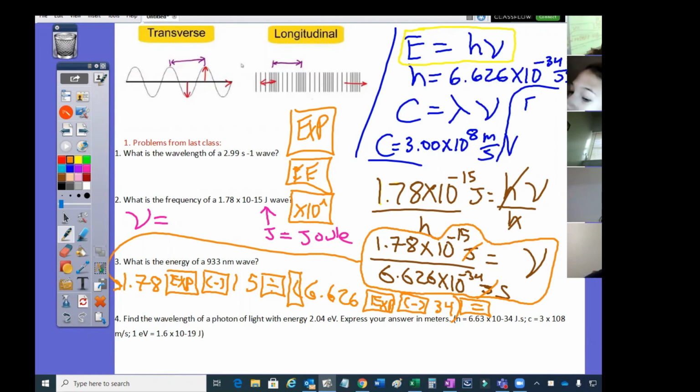Well, we're going to round it off to 3 sig figs. What would be 2.6? Yeah, 2.69 times 10 to the 18th per second is our frequency.